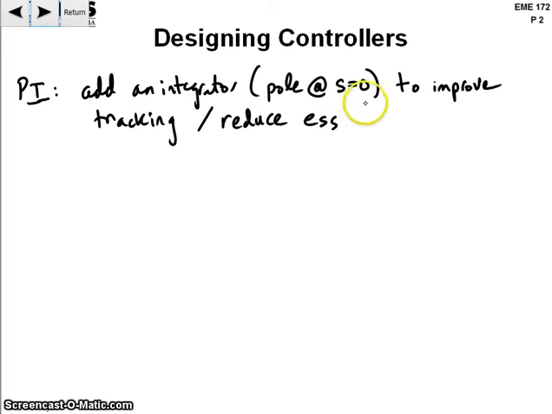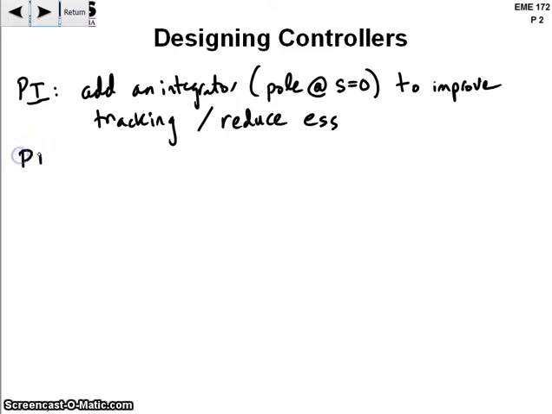And if you remember, the idea is that we increase the system type by adding an integrator. So if we have a type 0 plant, when we add one integrator, we make it type 1, and that allows us to track a step input with 0 steady state error. Okay, so that's what a PI controller does.